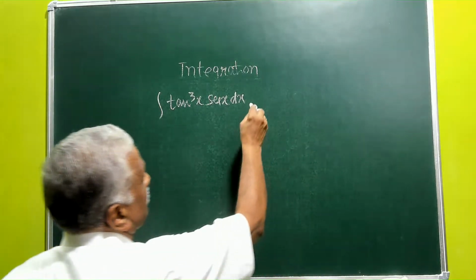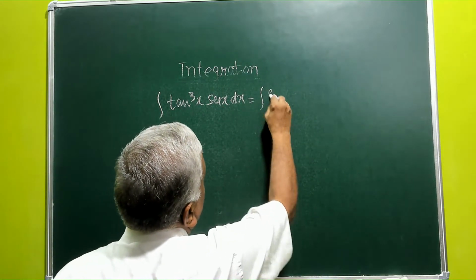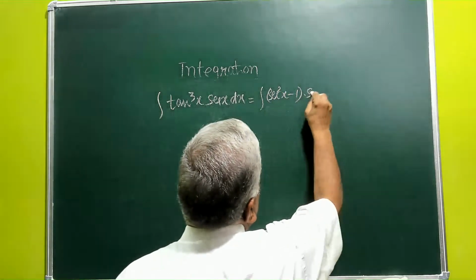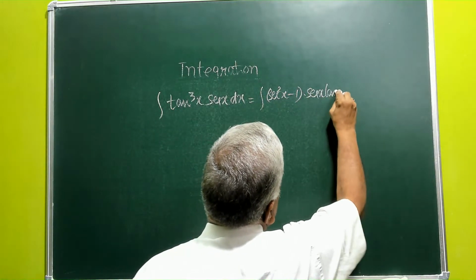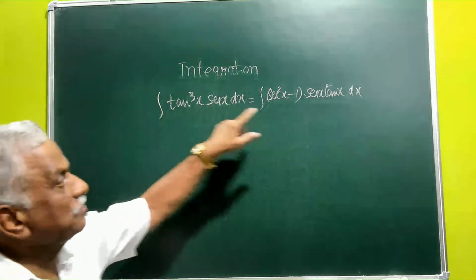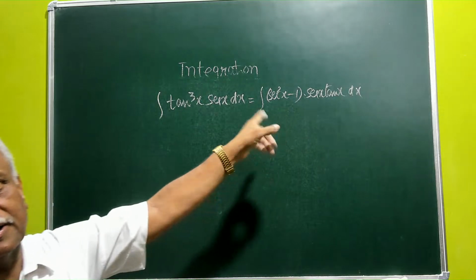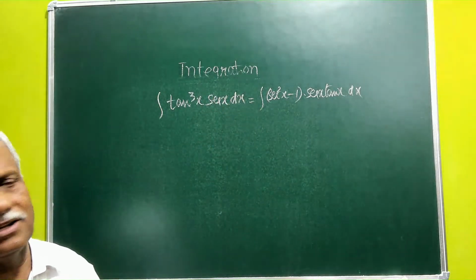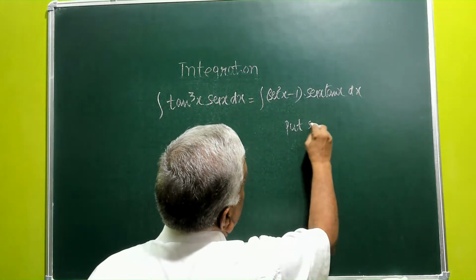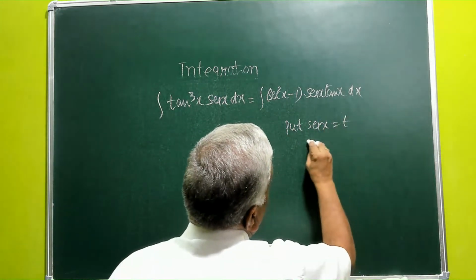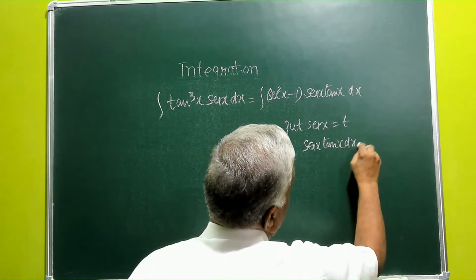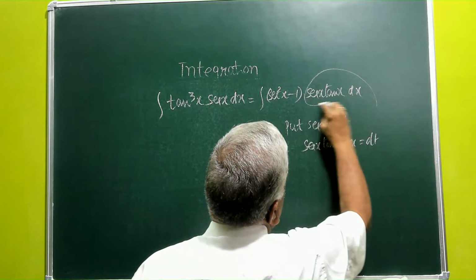So what we can do is, you can write this as secant square x minus 1 into secant x tan x dx. So one tan x you leave it like that. The other what is left over is tan square x. It's very simple. Put secant x equals t. What do you get? Secant x tan x dx is dt. So this is going to be dt.